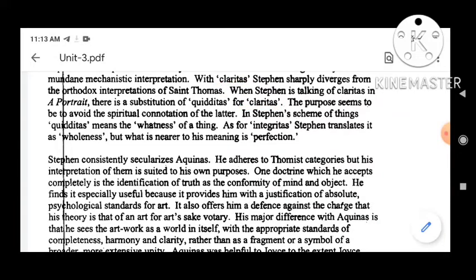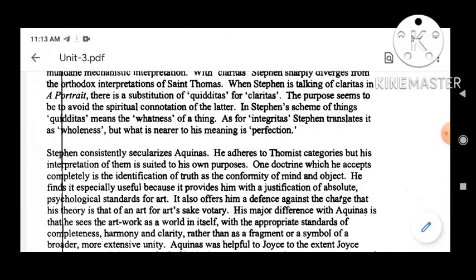Okay, then when Stephen is talking of Claritas in A Portrait, there is a substitution of Quidditas for Claritas. The purpose seems to be to avoid the spiritual connotation of the latter. So in Claritas no spiritual connotation is there. Okay, but in Quidditas the spiritual connotation is there. So in this way Claritas is different from Quidditas.